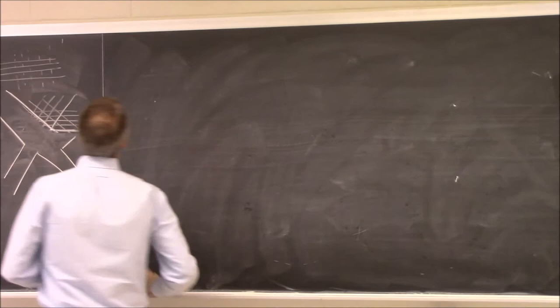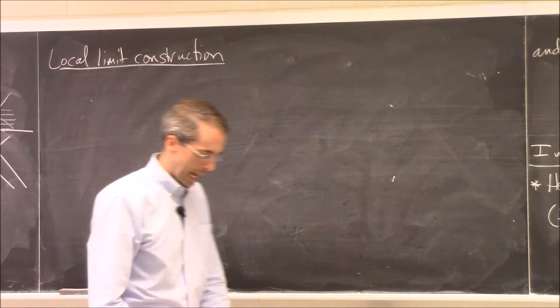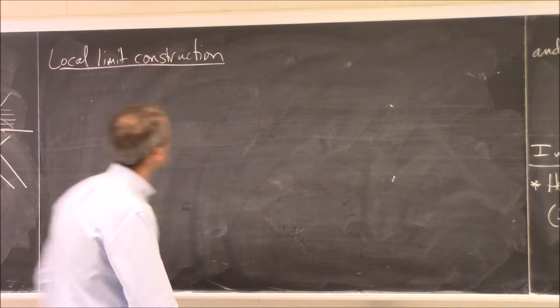Okay, so let's talk about the local limit construction, because that's, I'd say, the key construction, and it's half the work. Half of it is in making the local limit construction, and then the other half is showing that the limit that you get has the right properties. But they're closely related. Let me say some properties that it has to give you a flavor for what it does.